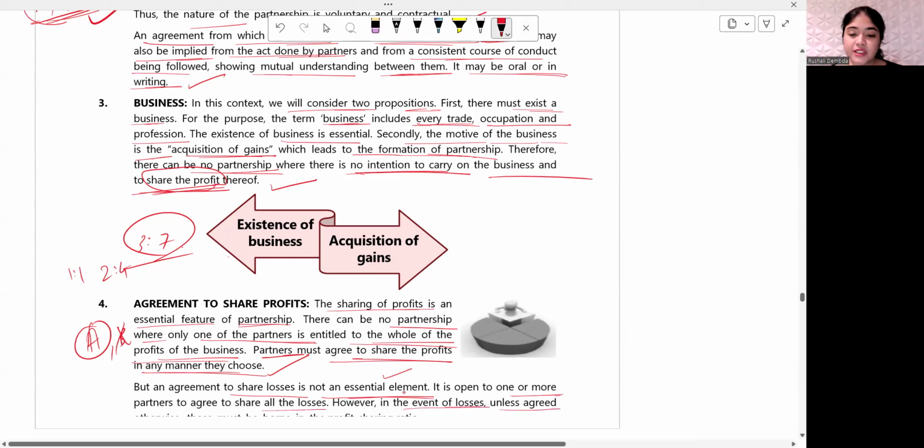However, in the event of losses, unless agreed, okay, this text has been cut. Give me 1 second.